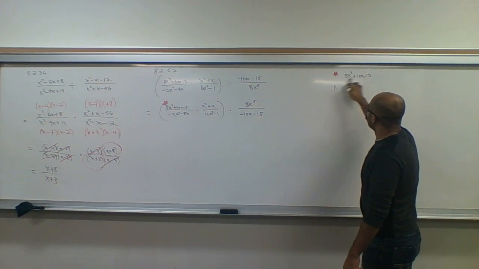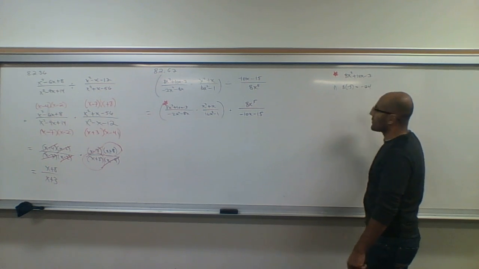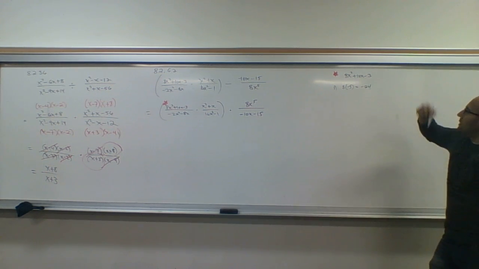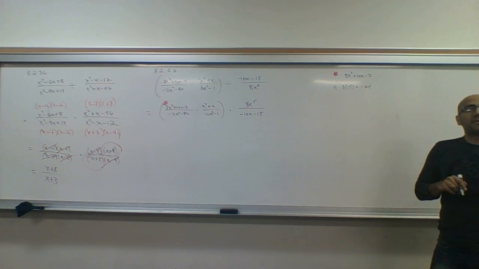So the first step in the AC method is to multiply 8 times negative 3, giving me negative 24. The next step is to find two numbers that multiply to negative 24 but add to 10.